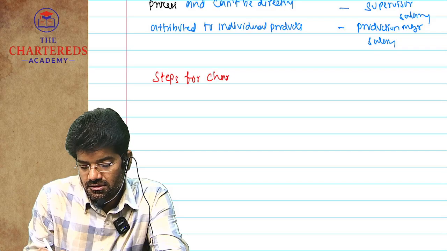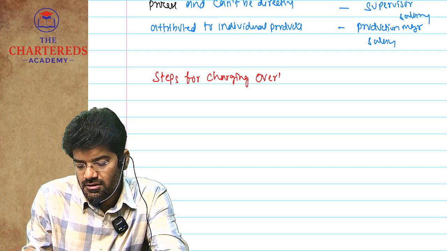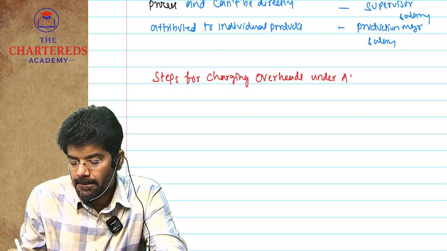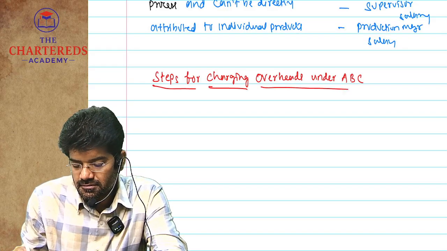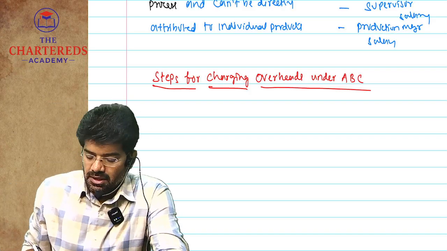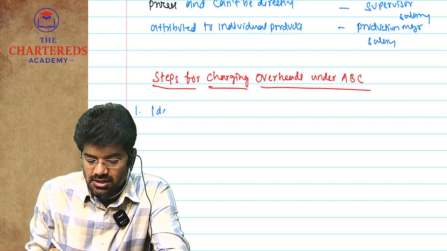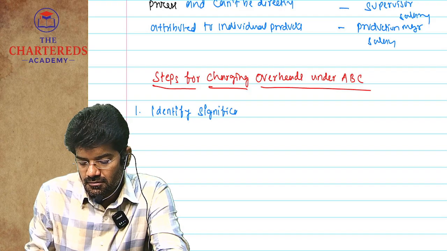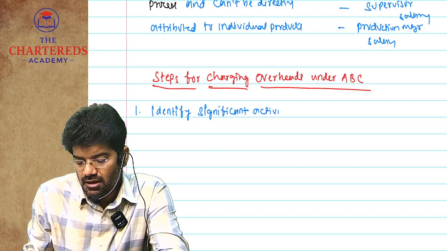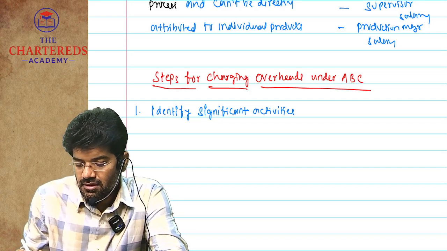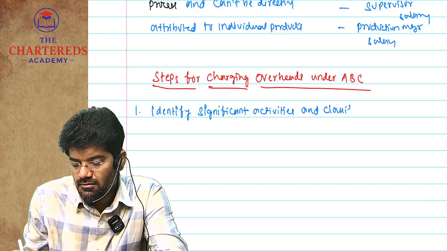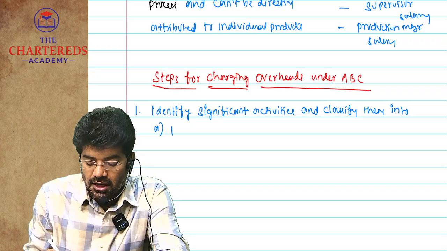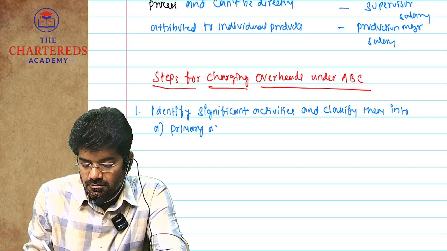Steps for charging overheads under ABC. Step number one is first we should identify significant activities and classify them into primary activities.